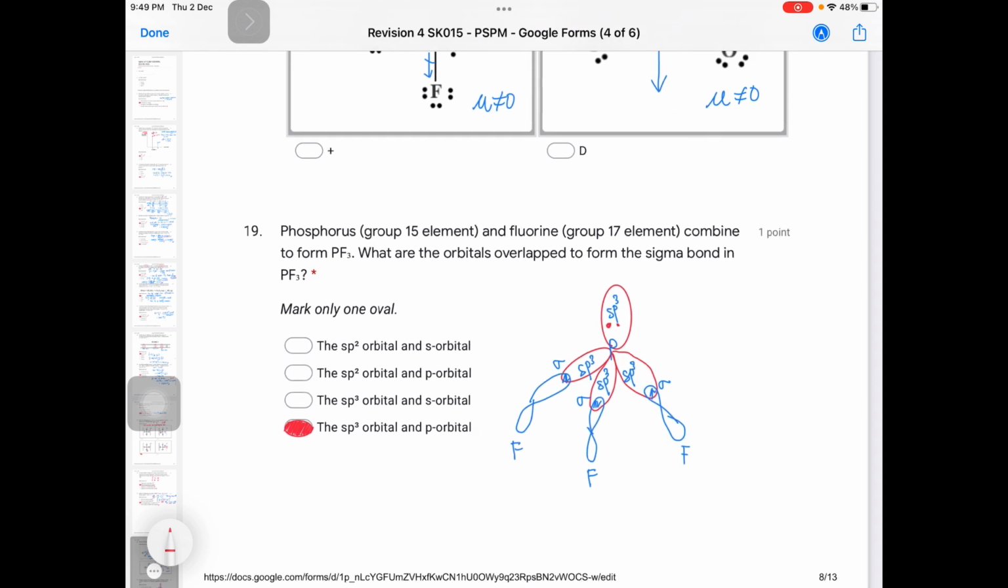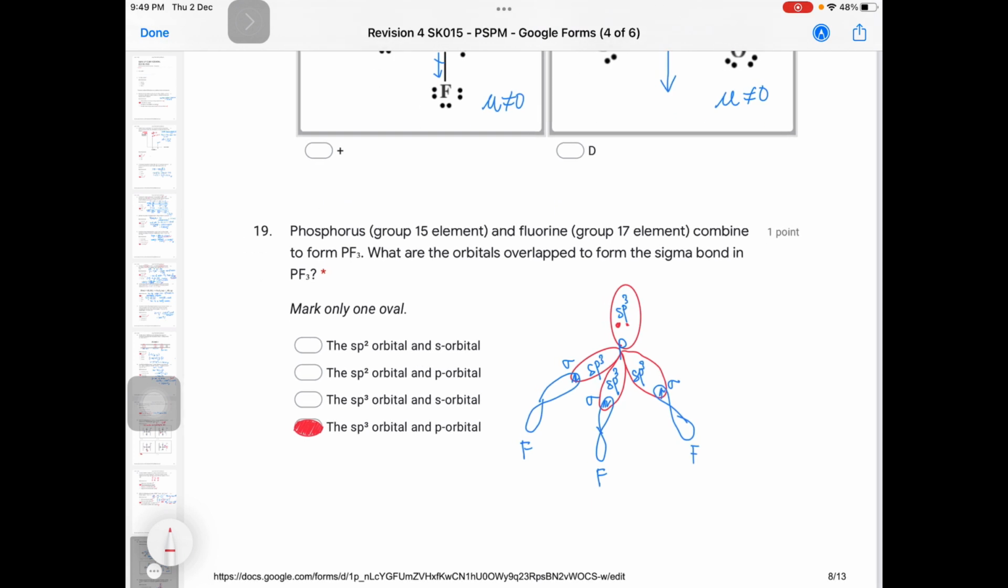B. Okay, alright. So next, phosphorus group 15 element and fluorine group 17 combine to form PF3. What is the orbital overlap to form the sigma bond in PF3? So phosphorus as a central atom combines with 3 fluorine. So fluorine is from p orbital. The options are sp2 orbital and s orbital, so s orbital is wrong. sp2 also wrong. And then this one, sp2 orbital is wrong, p orbital is correct. sp3 orbital and s orbital are also wrong because fluorine uses p orbital. And this one, sp3 orbital and p orbital. So this is the correct answer.